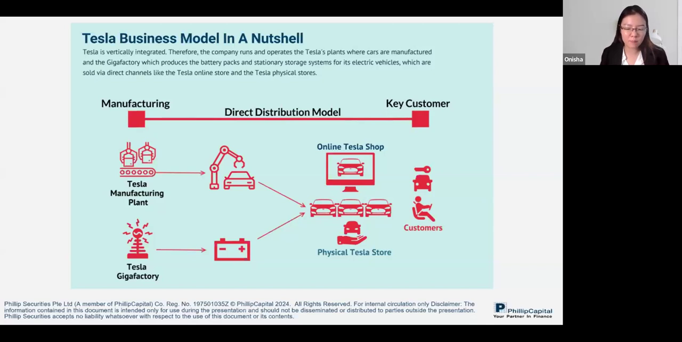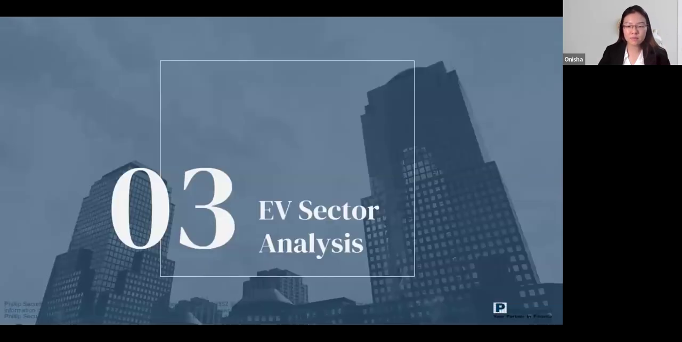That's why Tesla keeps expanding their supply chain network in this industry, as you can see here. They manufacture and assemble their own, and that's how they satisfy the demand of the consumers by using all this integration. Now, let's move on to the EV sector analysis.